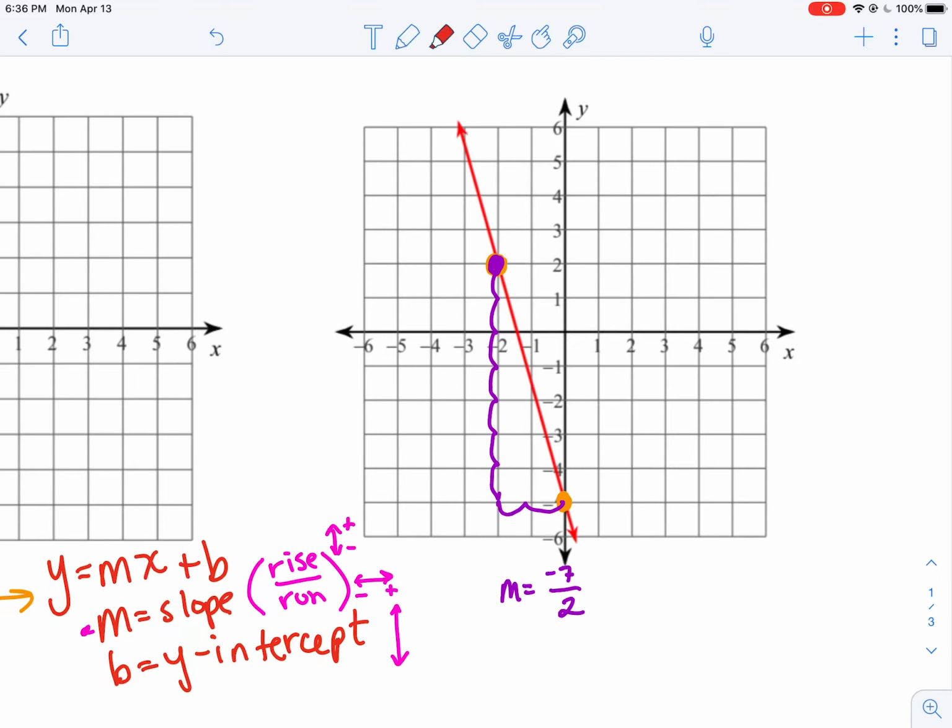That does not simplify. And then your b, or your y-intercept, is where your line crosses the y-axis, which is this point right down here. b is negative 5. Now I'm going to take those 2 pieces of information and plug them into your slope-intercept form here. So my equation is y = negative 7/2 x minus 5.